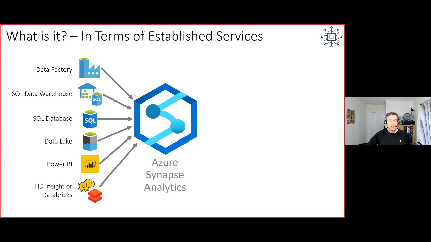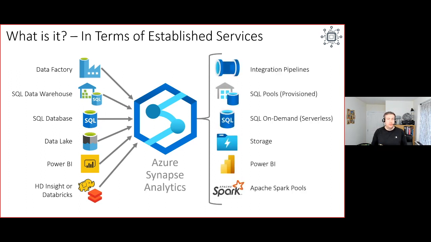So all of those things come in, and then they come out the other side with their new blue shiny icons, if you like. And we have now these integration pipelines. We have our SQL pools, provisioned compute. We have what is called SQL on demand, this now serverless compute. We of course have our data lake storage. We have this abstraction over our Power BI workspace, and of course these Apache Spark compute pools.